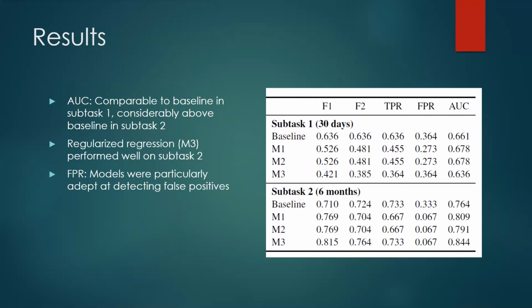Another interesting point, one which we didn't in fact predict in advance, was that our models were particularly good at rooting out false positives. You can see the false positive rates are particularly low. And it seems that our increased F1 scores are also mainly due to lower false positives. We'll touch on that point in a minute.